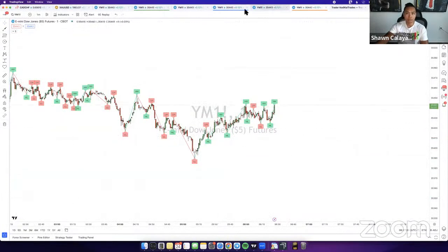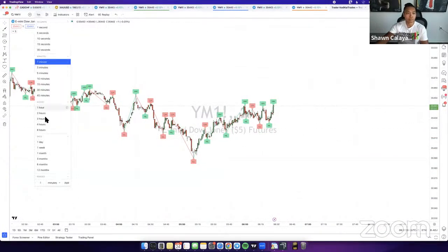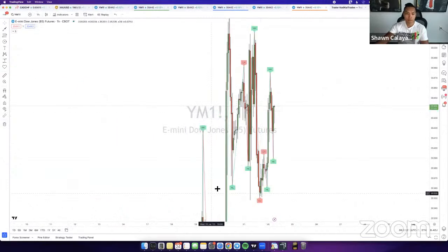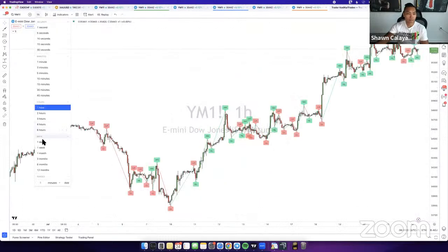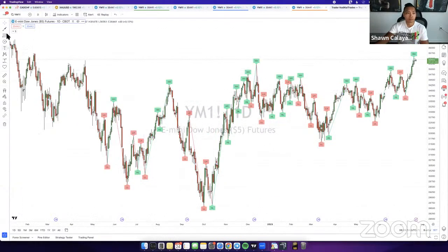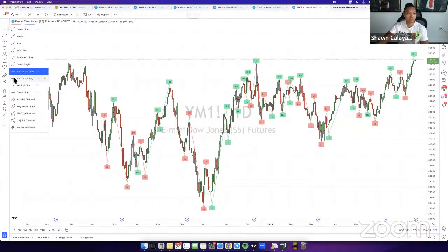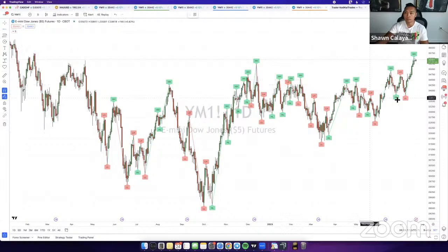So here's the liquidity chart. I'm gonna go ahead and mark up the data over here real quick. So let's go over here to the daily, and I'm going to go ahead and mark up liquidity real quick.